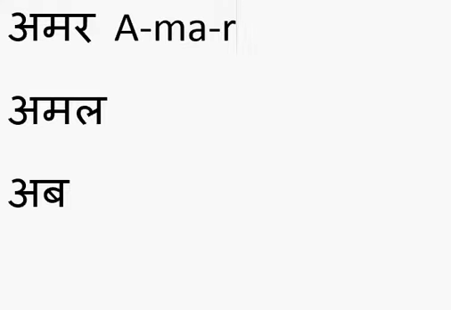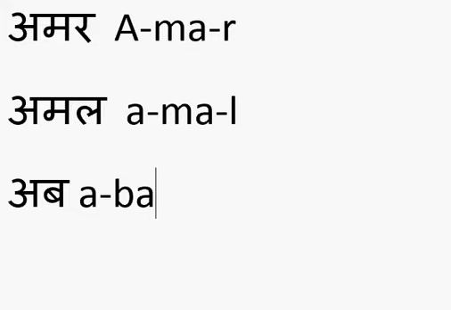Okay, so now let's do the same thing with Amal. Amal, A, okay, and Ma and La, and we drop the inherent vowel A at the end and it becomes Amal. So anytime you can stop the video, and I highly recommend that you practice writing out Amar, Amal, and the next one, which is Ab. A and Ba, drop the inherent last vowel and you get Ab.